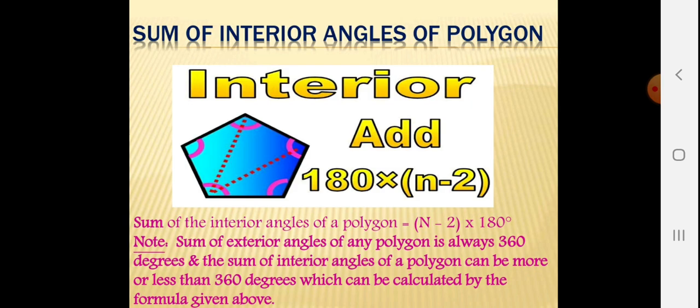Now the sum of exterior angles of any polygon is always 360 degrees, and the sum of interior angles of a polygon can be more or less than 360 degrees, which can be calculated by the formula given above.